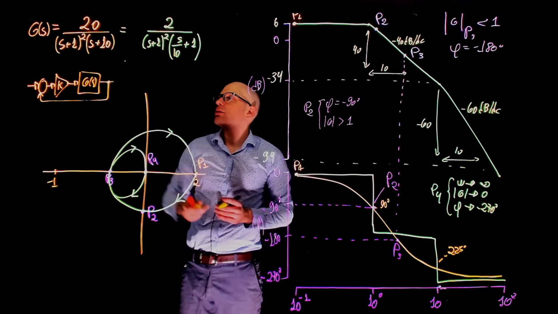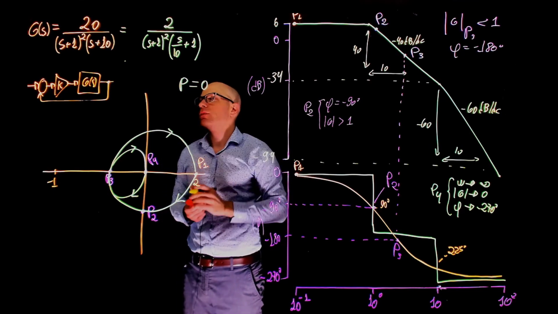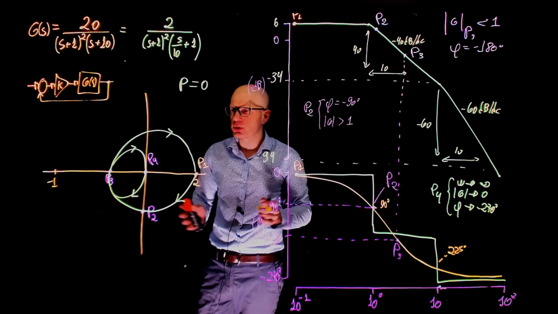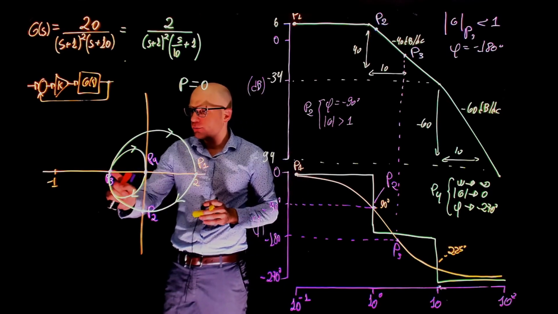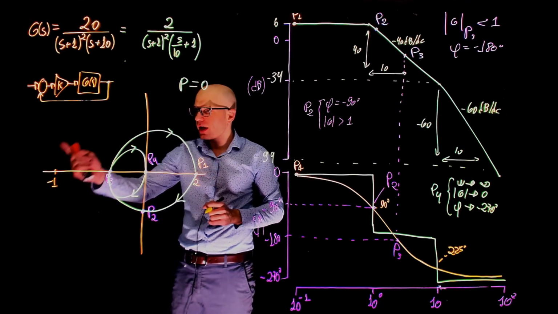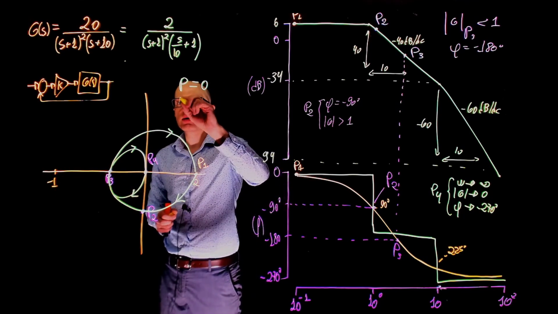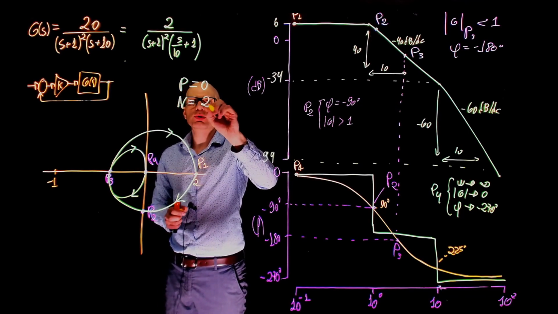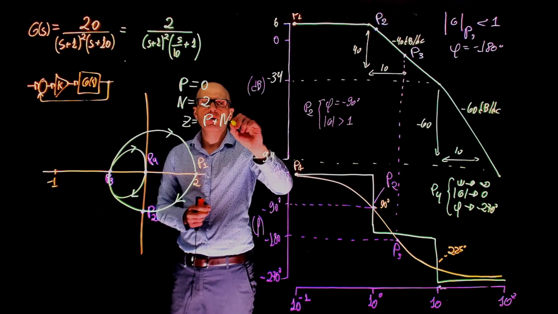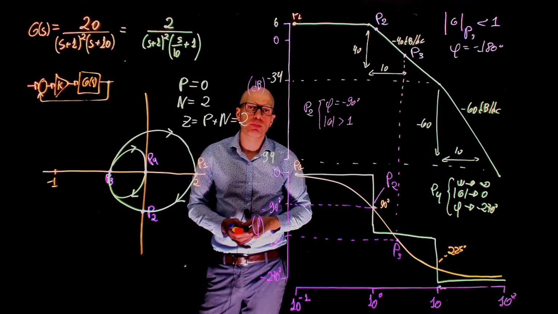How many unstable poles do we have in the open loop transfer function? 0. So P equals 0. How many encirclements of negative 1 do we have? Well, right now we have 0, so the system is closed loop stable. But if this point P3 gets to the left of negative 1, then you have 2 encirclements in the clockwise direction, which means that N will become 2, and Z will become P plus N, which is also 2. We have two unstable closed loop poles.